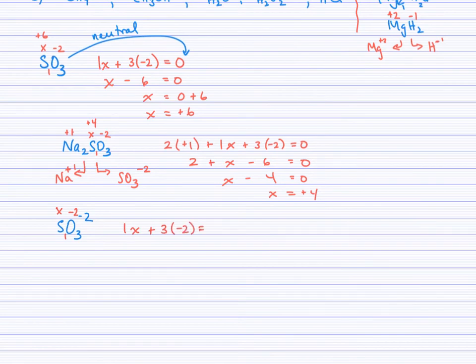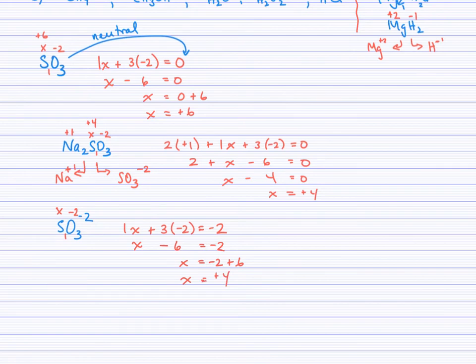Now in this case, notice that the particle is not overall neutral. Notice what I wrote in blue here. There's a charge of -2. That's why I have the -2 here. What I wrote in blue before was overall neutral, that's why that equation equals 0. And so we go ahead and solve. So we'll have X minus 6 equals -2. X is going to be -2 plus 6, and we'll see X equals +4.